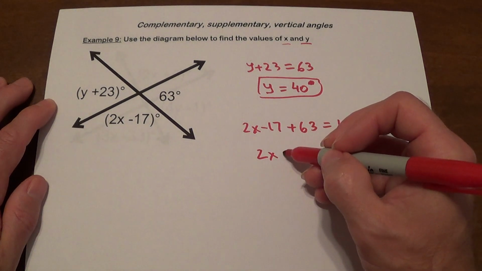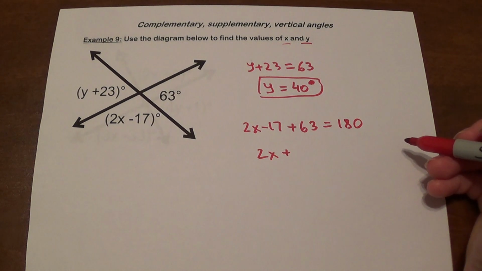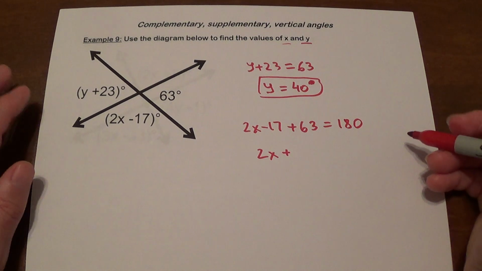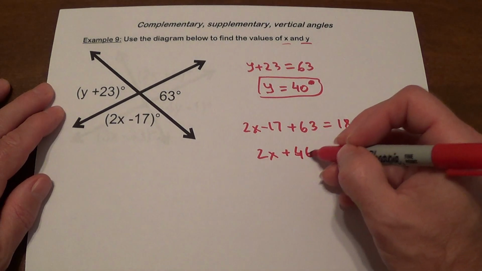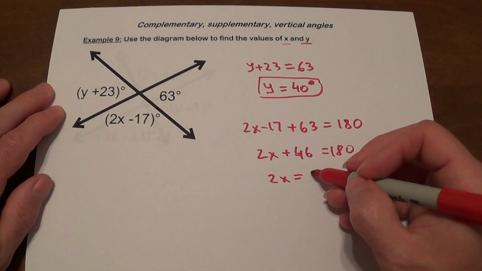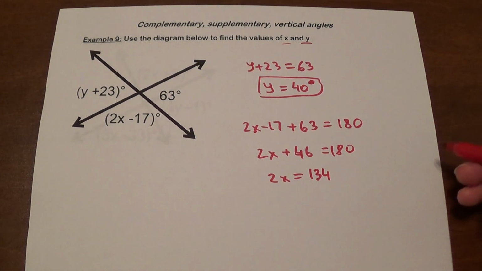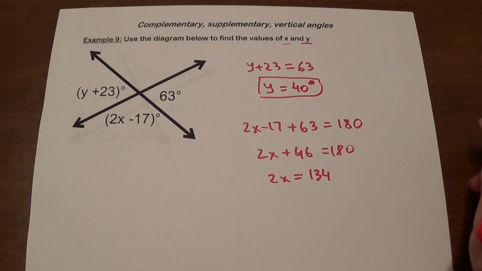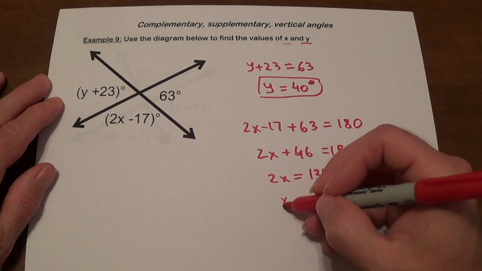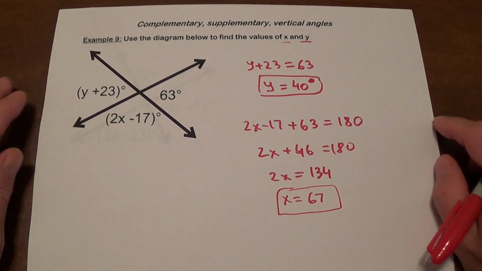So 2x plus negative 17 plus 63 is going to be 46 equals 180. So 2x equals, subtract 46 on both sides, is going to be 134. And divide both sides by 2, 134 divided by 2, and that's going to give us 67. So x is 67. Okay, so that's the value of x, that's the value of y.